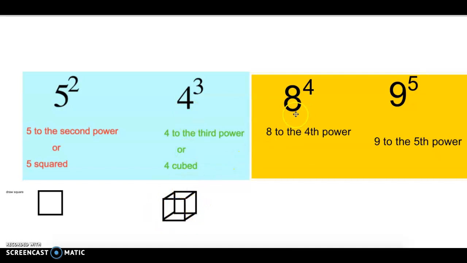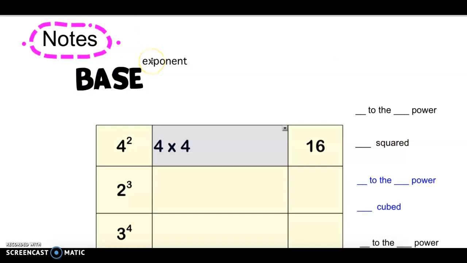The next one you could read as 8 to the 4th power. There's no other way to read it. It's just 8 to the 4th power. And the last one would be 9 to the 5th power. So let's try some examples. Go ahead and get your pencil ready, and you're going to take some notes. So remember, the base is the number kind of at the bottom, and then the exponent is a smaller number that's written kind of at the top.